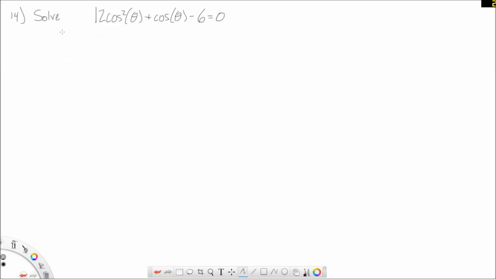So problem number 14 wants us to solve this equation here. We have 12 cosine squared of theta plus cosine of theta minus 6 equals 0. When we have an equation like this, we're going to make it look more like a quadratic by replacing cosine of theta with something simpler. So we're just going to call it y, and we're going to say that's cosine of theta.